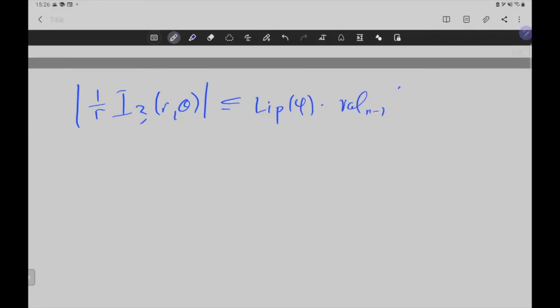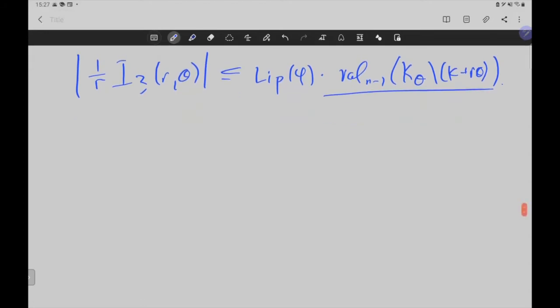So you have that the absolute value of one over r, for any small enough r, I3 of r theta never exceeds the Lipschitz constant of phi times the (m minus one)-dimensional volume of k theta minus k plus r theta. But this is the last piece that we need to deal with. We need to show that this goes to zero with r. And in fact, it does. One just has to verify the following claim. I won't do it, sorry, excuse my handwriting, but because of lack of time, I won't do it.